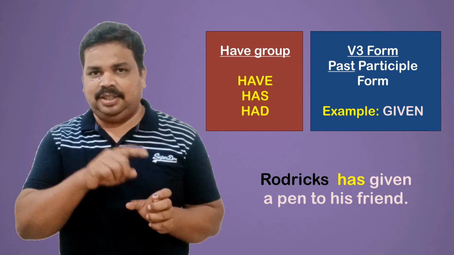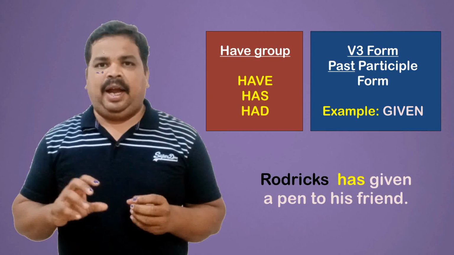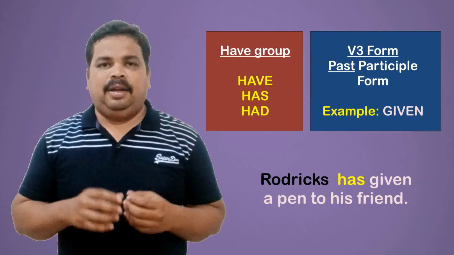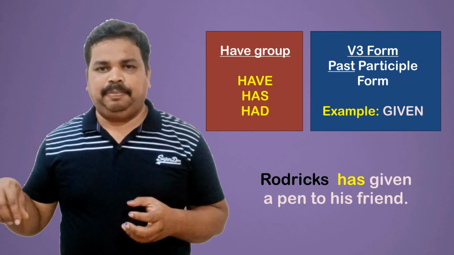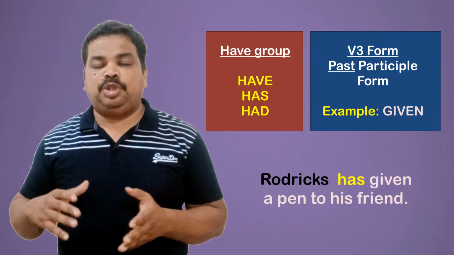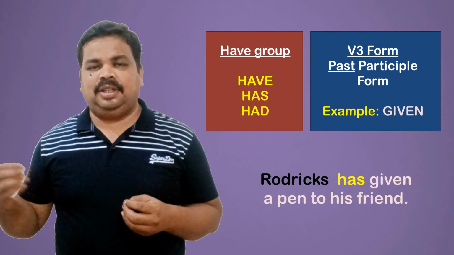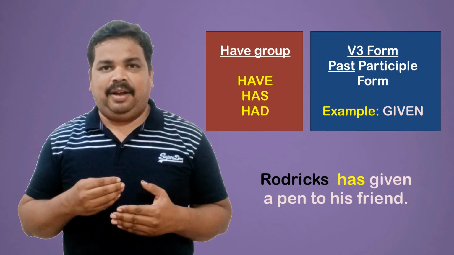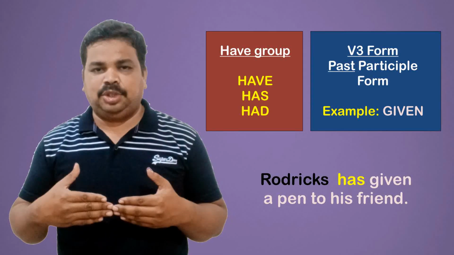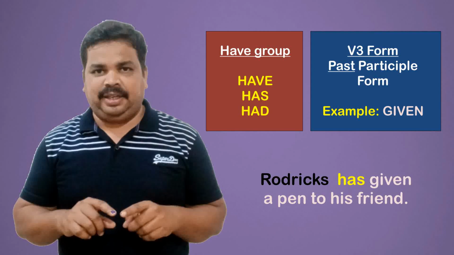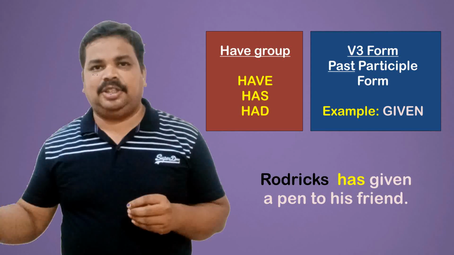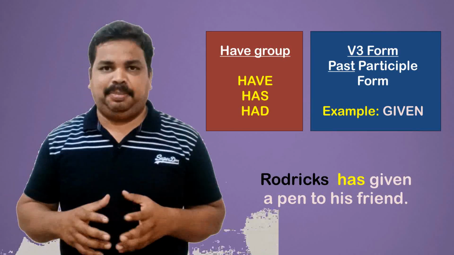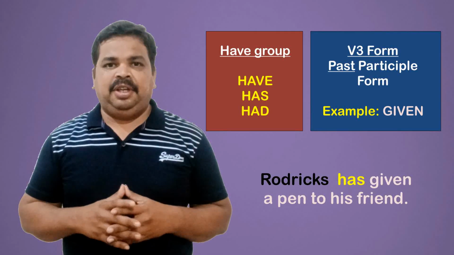So here, has is taken from this group, and given is taken from the V3 form words. Has given. Rodriguez has given a pen to his friend, which should be followed by another action, that is, his friend will return it tomorrow. So these two words, has and given, are used in combination to indicate a completed action, but that action is expecting another action to continue. That is, the work of giving the pen is complete, but the work of returning that pen is pending. So this is how we are going to use this.